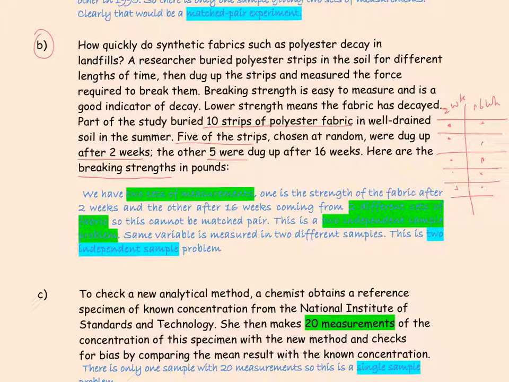for each strip. So here clearly we have two separate samples, one that is dug up after 2 weeks and the other that is dug up after 16 weeks. And each time we are measuring the same thing, which is the breaking strength. But as we are reading the problem, it should be clear that they are two independent samples, and we treat this as a two independent sample problem.